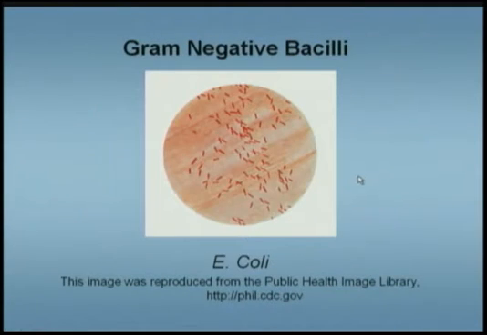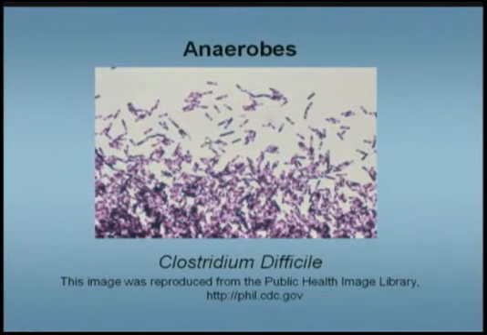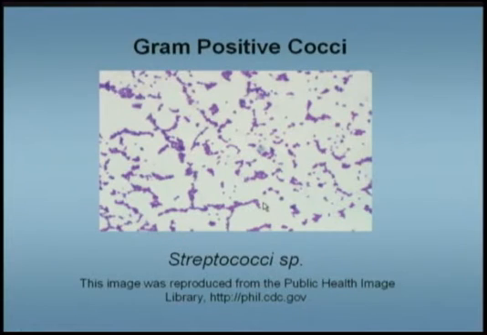E. coli, gram-negative bacteria, longer and pinker. Anaerobes, could be any of them. This is C. difficile, a gram-positive rod. So what we have here is anaerobes, gram-negative bacilli, and streptococcus.